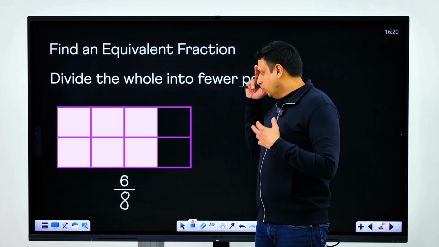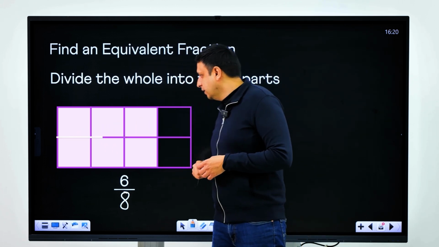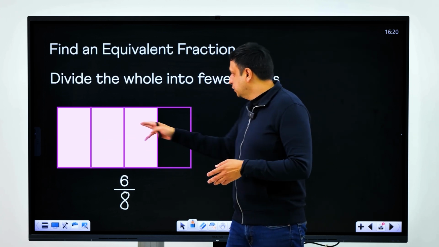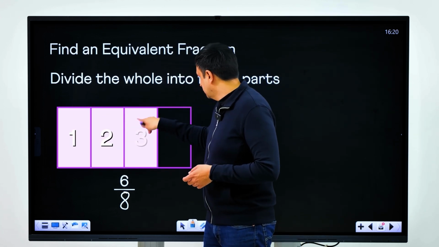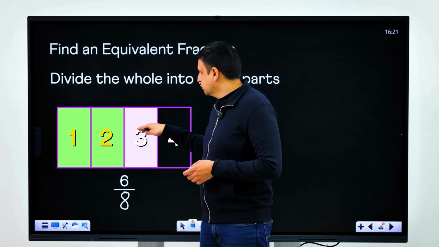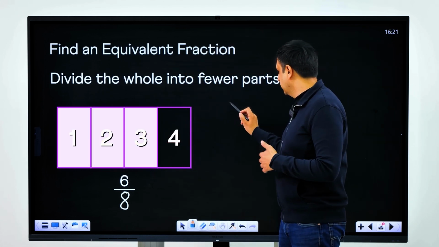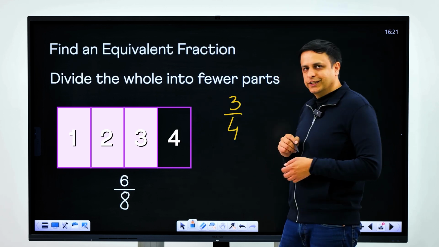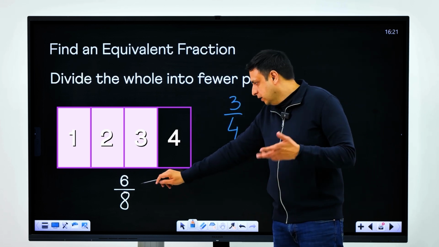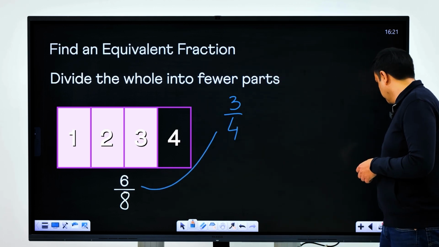So for that, what I want you to think about is if this line here did not exist. In that case, you would have the whole divided into 4 equal parts, 1, 2, 3 and 4, and 3 of those 4 parts would have been shaded, and therefore the equivalent fraction we would get in that case is 3 parts shaded out of 4, so 3 over 4. So one possible equivalent fraction for 6 over 8 is 3 over 4.